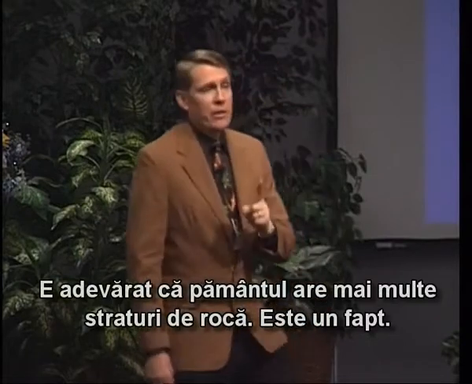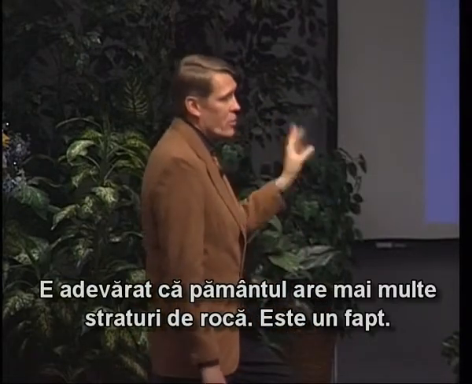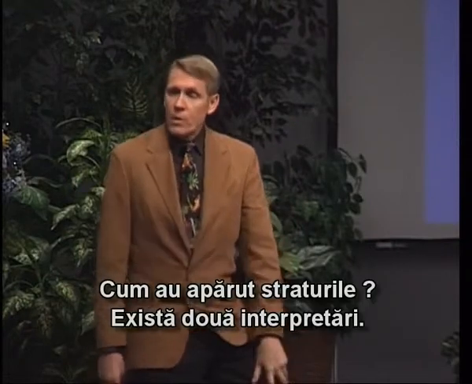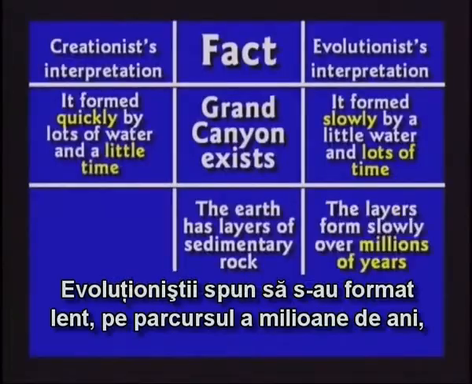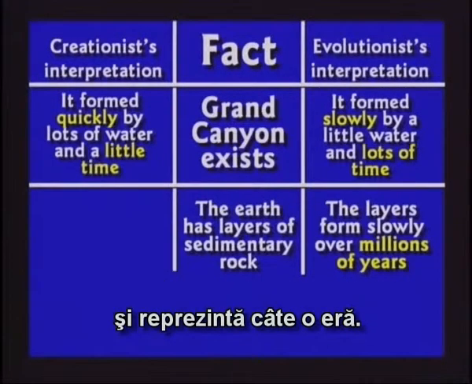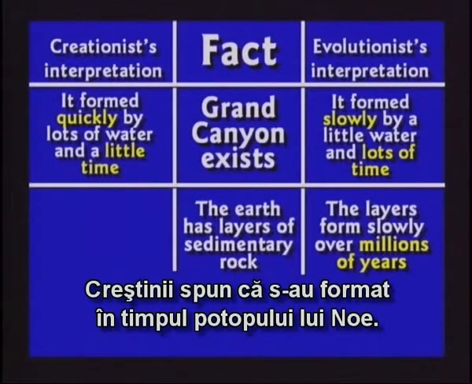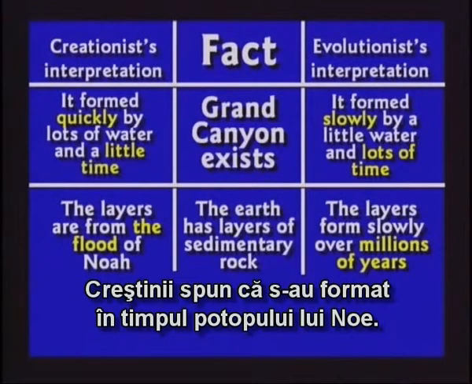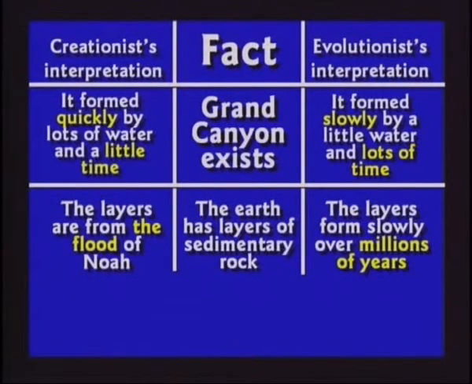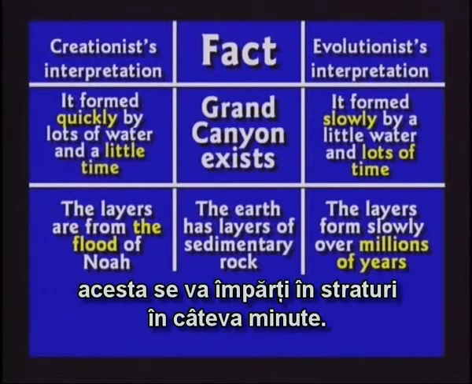Now, it's a fact the earth has many layers of rock. No question. That's a fact, folks. How'd they get there? Well, there are two interpretations. The evolutionist will say the layers formed slowly over millions of years, and each one is a different age. The Bible-believing Christian says, oh no, these layers are all from the flood in the days of Noah. You can get a jar of dirt, shake it up, set it down. It'll settle into layers for you in a few minutes.